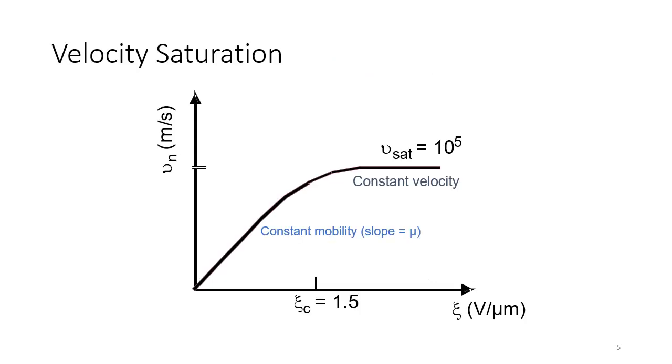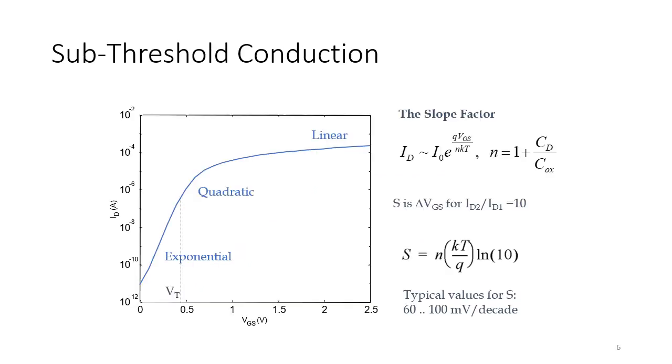Now, one of the effects here is the velocity saturation effect. In that case, as we increase the voltage across the device, the velocity of the electrons traveling from the source to the drain region goes on increasing, and after a particular voltage it becomes constant. This effect is called the velocity saturation effect.